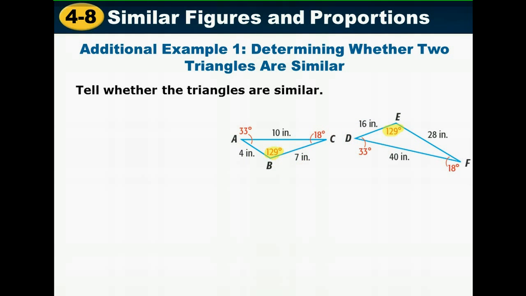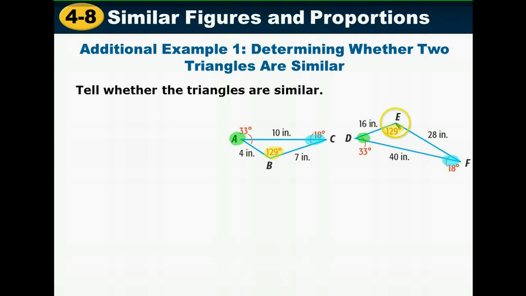So far so good. And then here we have angle A. Angle A will correspond to angle D, and angle D is right here. So they're both 33, so that is great. Angle C will correspond to angle F. If you look, they're in the same position.